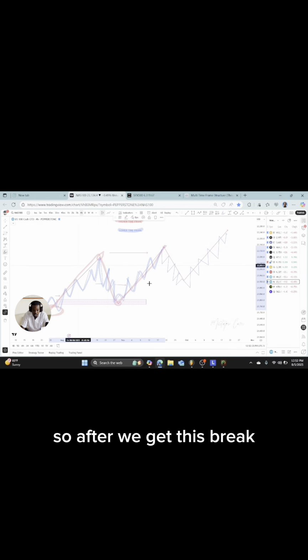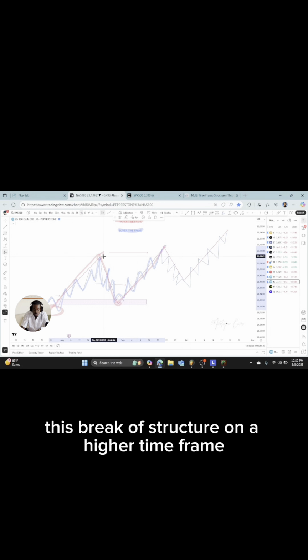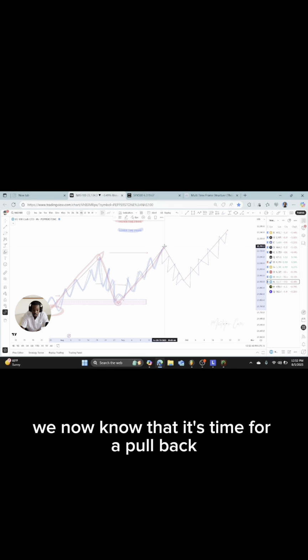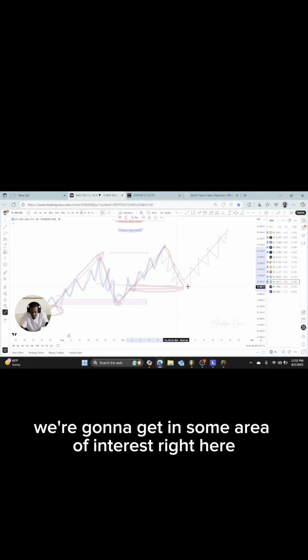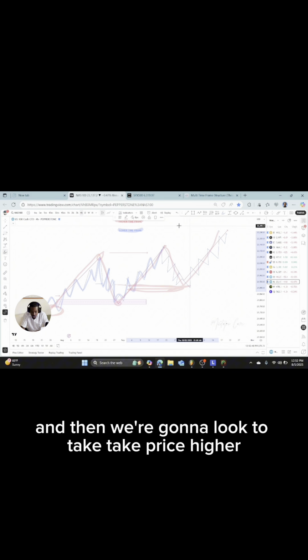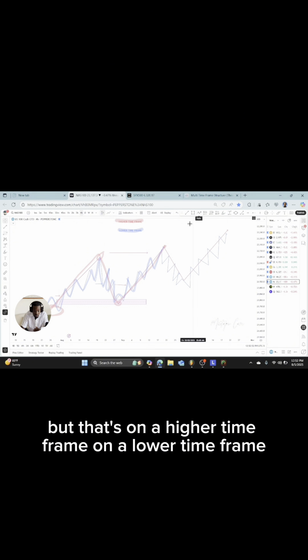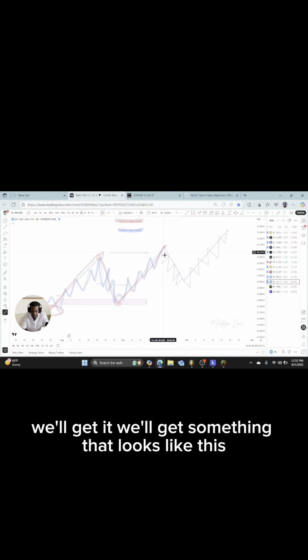So after we get this break of structure on a higher time frame, we now know that it's time for a pullback. We're going to pull back, get into some area of interest right here, and then we're going to look to take price higher. But that's on a higher time frame. On a lower time frame, we'll get something that looks like this.